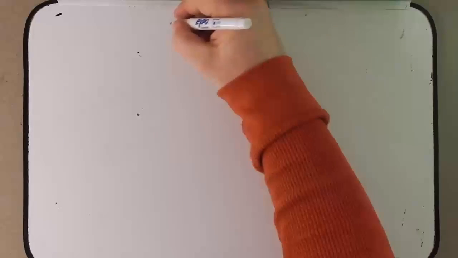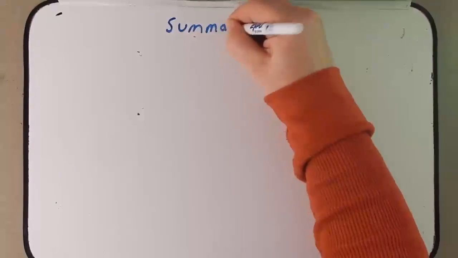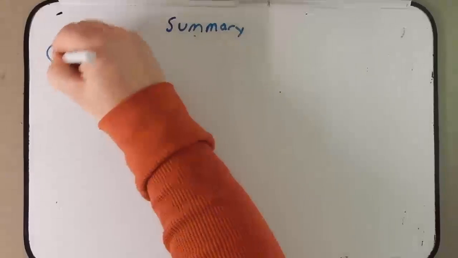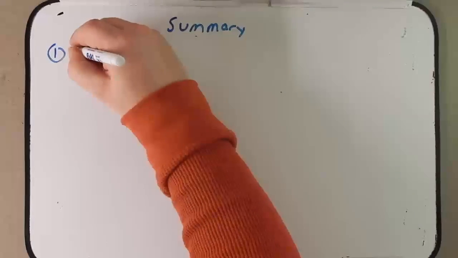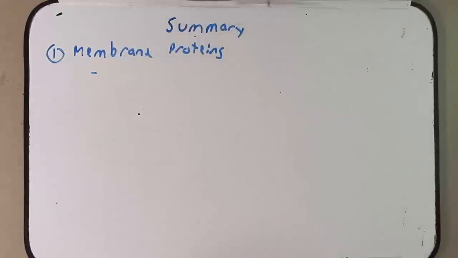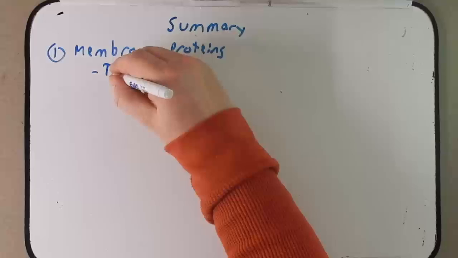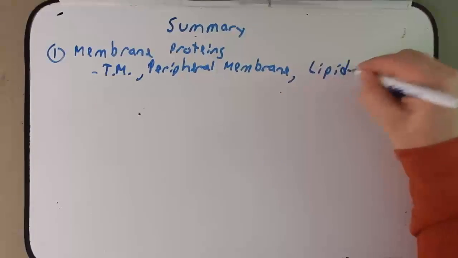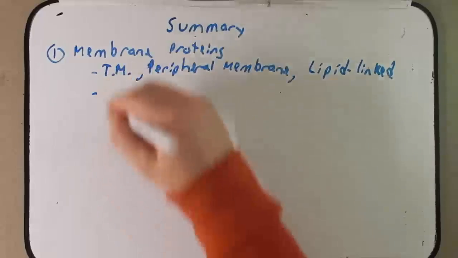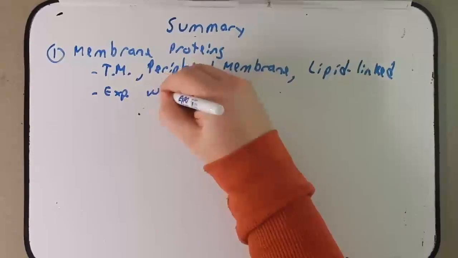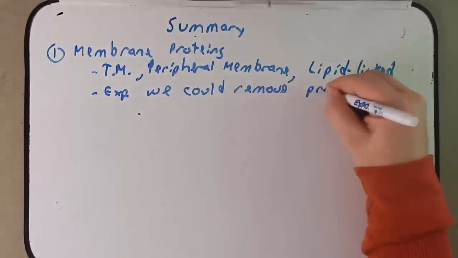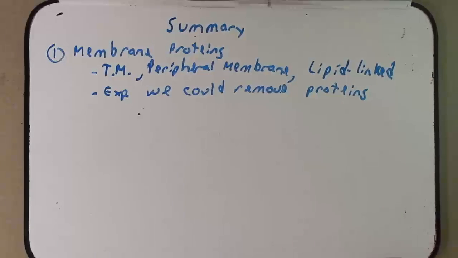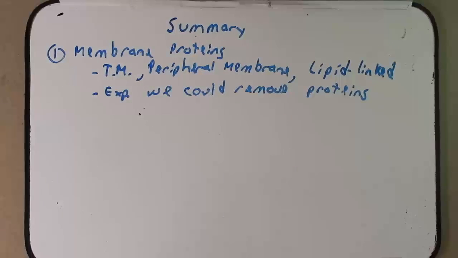Okay, let's have a quick summary here of what we talked about on the past two podcasts. The first podcast, we talked about membrane proteins. We talked about transmembrane proteins, peripheral membrane proteins, and lipid-linked proteins. We talked about how experimentally we could remove proteins from the membrane. We talked about the effects of detergents, salts, and enzymes.